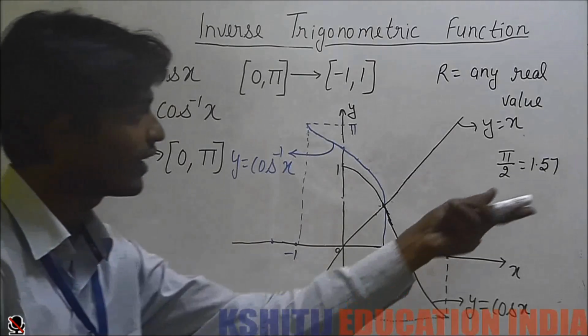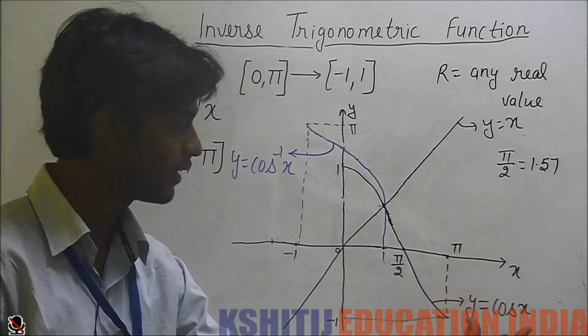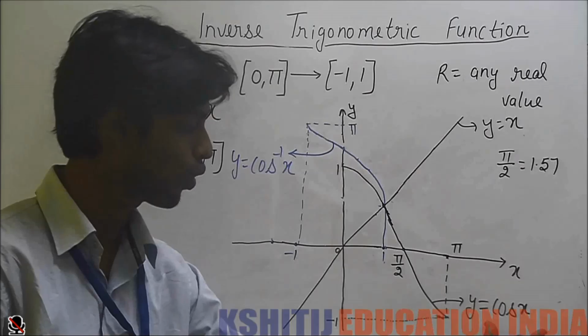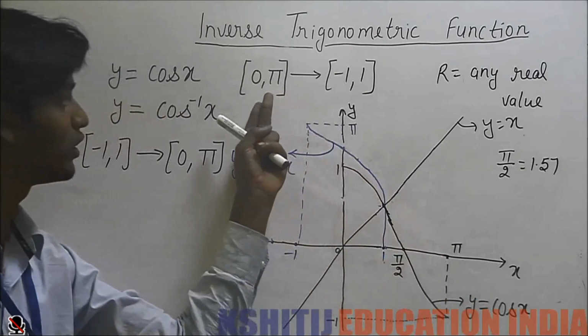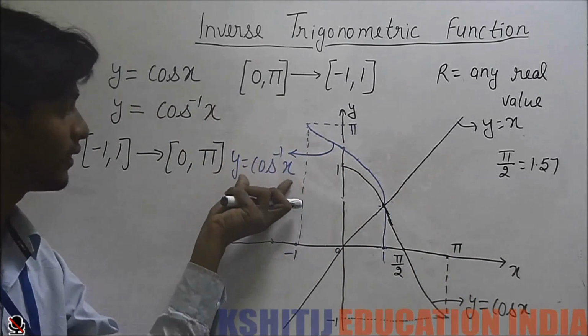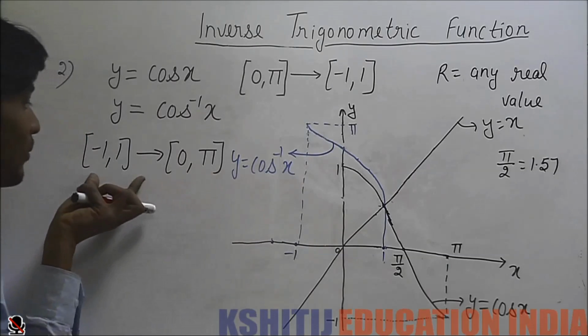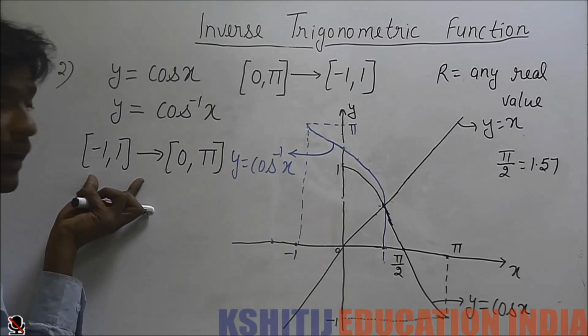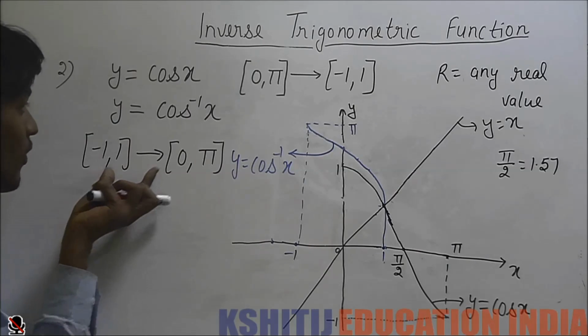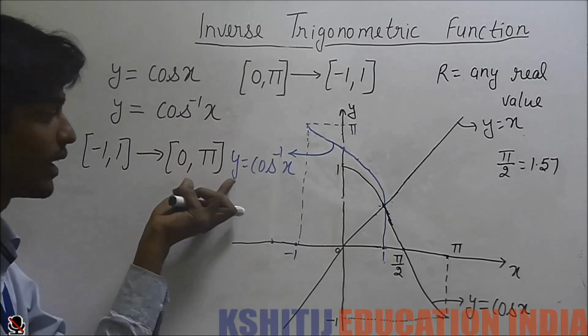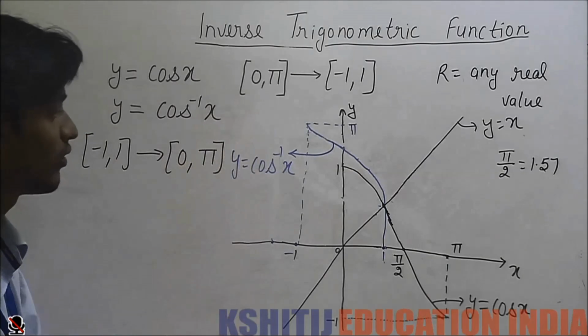Okay, it is the line y is equal to x, and it is the graph of y equal to cos of x for the interval 0 to pi, and it is the graphical representation of y is equal to cos inverse x in the interval -1 to 1, where -1, 1 is the domain and 0, pi is the range of the given function cos inverse x.